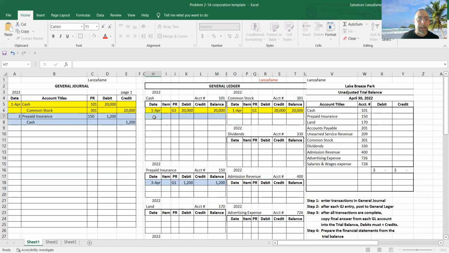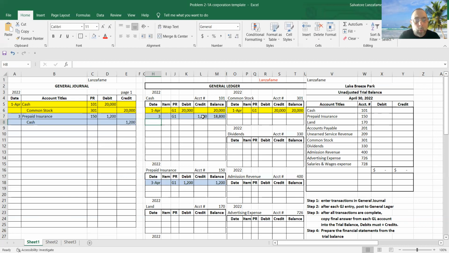And now let's credit cash. Since I already wrote April, I don't have to repeat that. I'll just put a 3. G1 in the PR. I'm going to credit cash for $1,200. And now I've got to keep a running total. I had $20,000 worth of debit. Now I'm crediting the account and our new balance is 18,800.